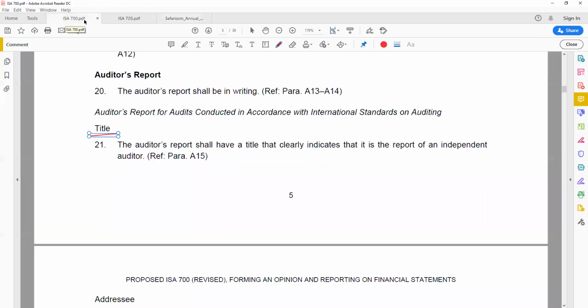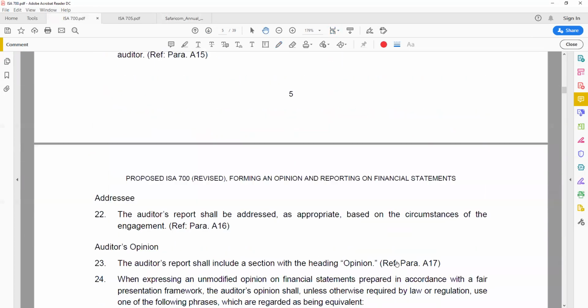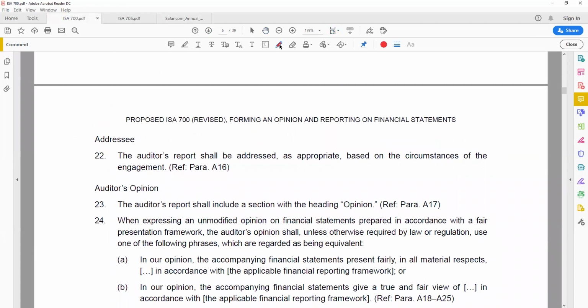Back to 700. So you see that the first is the title. Then the next is the addressee. So next is who you are addressing this to. I think you've just got it. You've seen it. You're addressing the shareholders of Safaricom Limited. That's the addressee, who is being addressed.